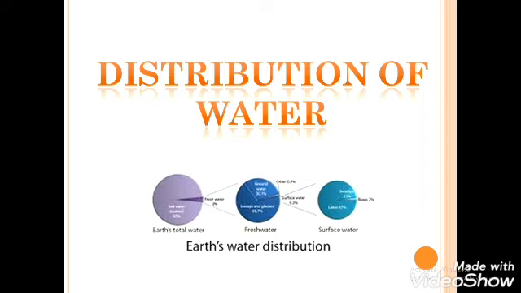Excessive rains cause floods, whereas the absence of rain results in what? Yes, droughts. Therefore, some regions in our country may have floods while others may suffer from droughts at the same time.